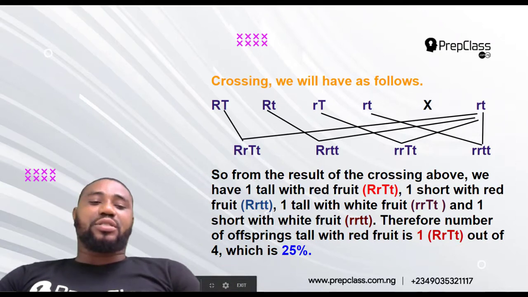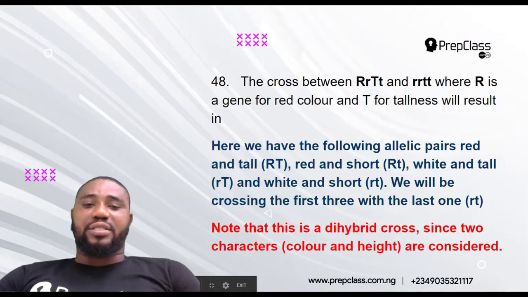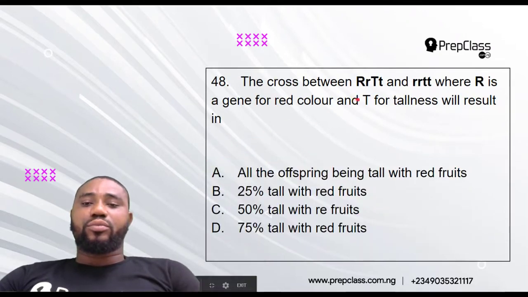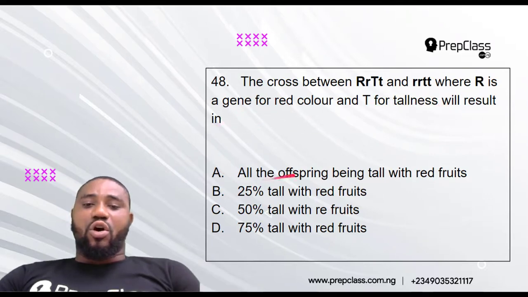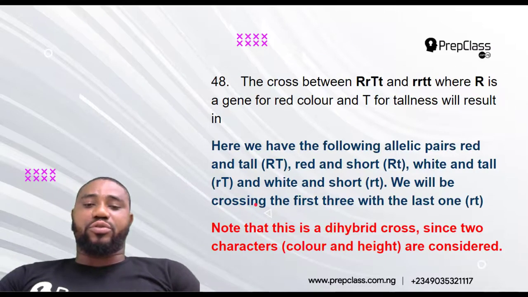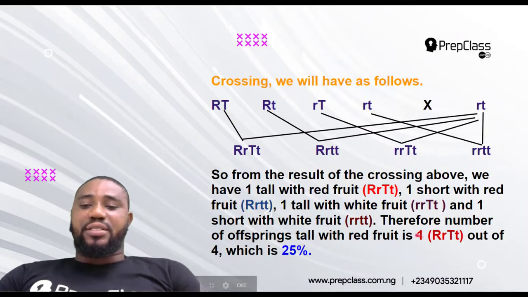They are asking us how many is tall with red fruits, right? I think that's the question. Gene for color, T for tallness will result in, is it all offspring being tall with red fruits? 25% tall with red fruits. Okay, how many is tall with red fruits? So from here we see that it is 1 out of 4 that is tall with red fruits. So 1 over 4 times 100% is 25%.